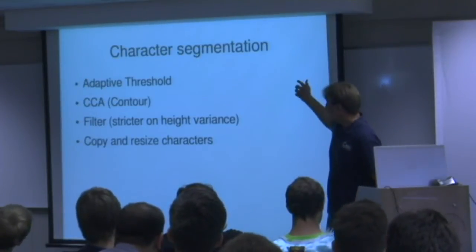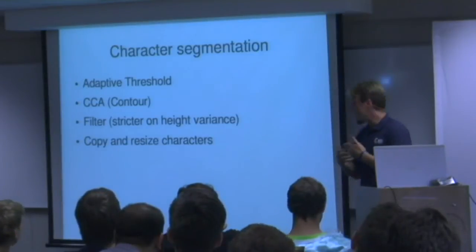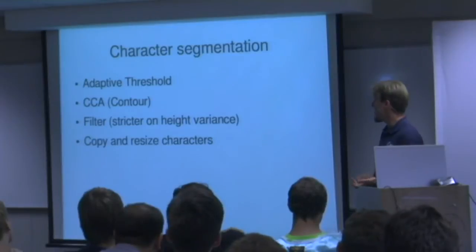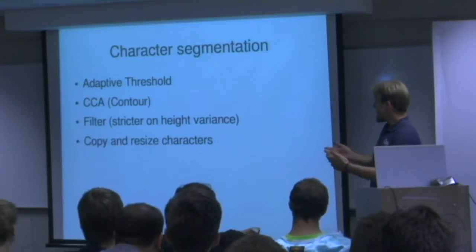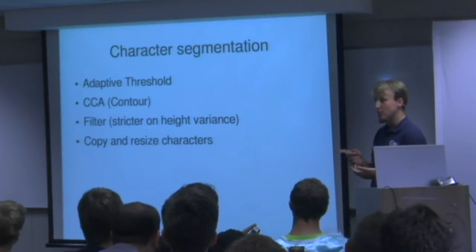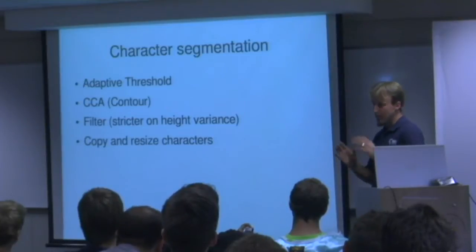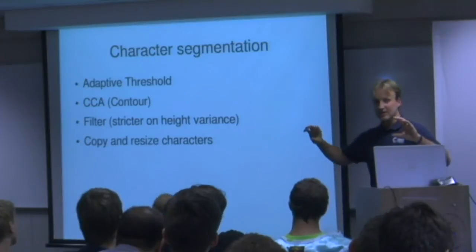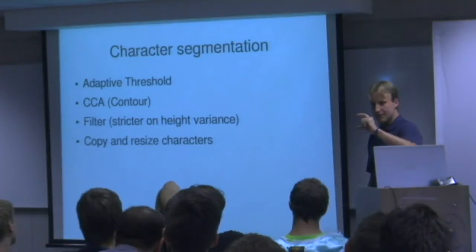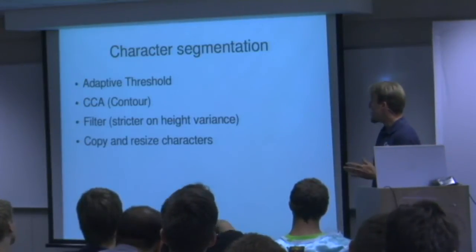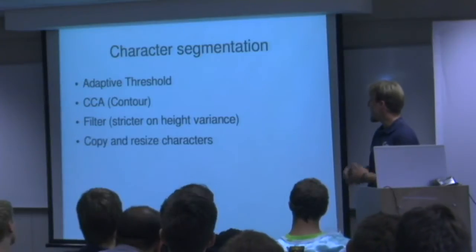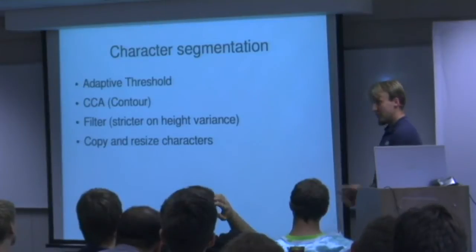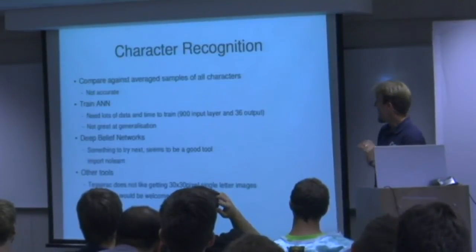So the character segmentation bit, that is where we actually pull them out. We do adaptive threshold again. We again do the connected component analysis or the contour. We find the blobs, we filter it. The only difference this time is we are a little bit more strict on the size. Because we've already rotated the images to be in an upright plane, we expect them to be nigh on the same height. So we typically have about a 1 pixel variance at this point, and that gives a little bit more accuracy. We copy them out, and we feed them into the character recognition bit.